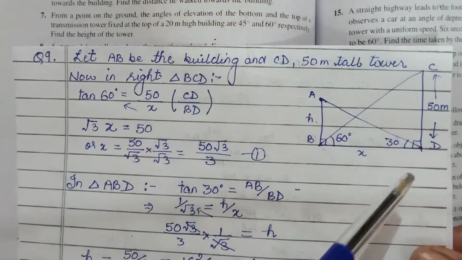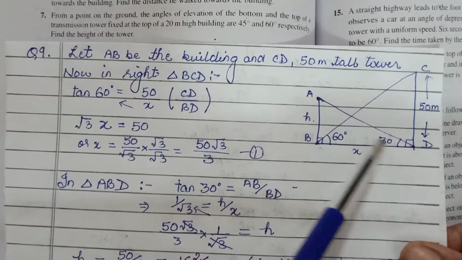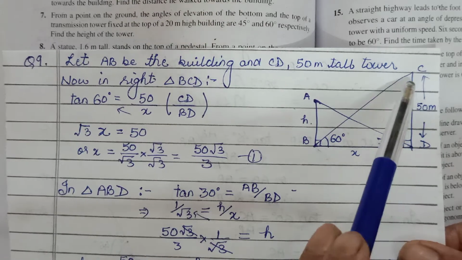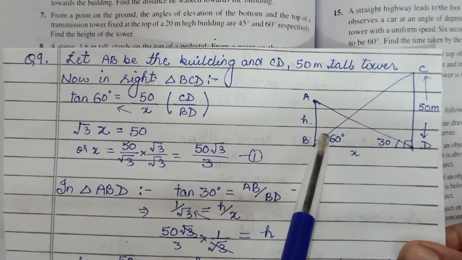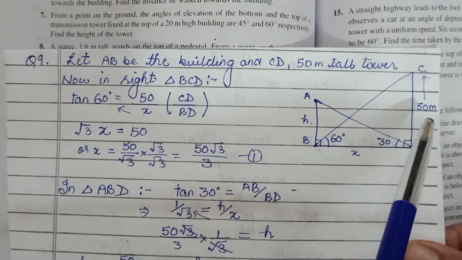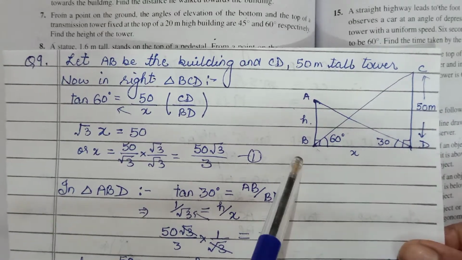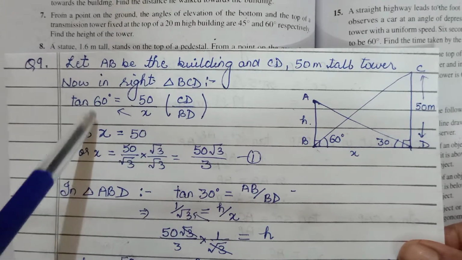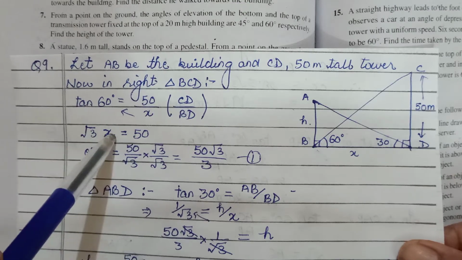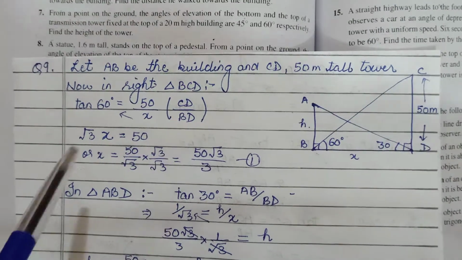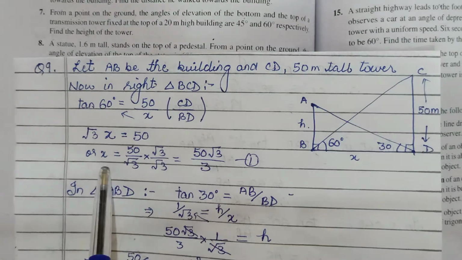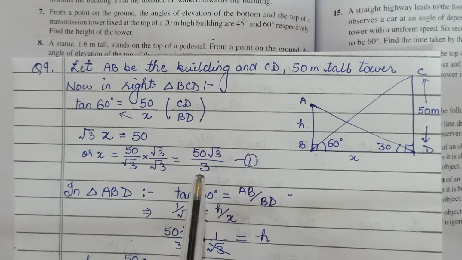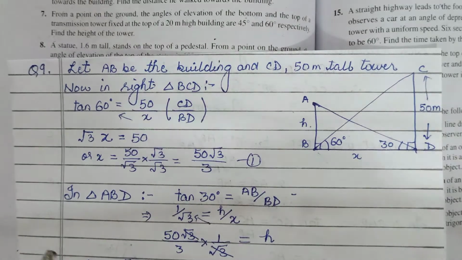Now in the right triangle, so we have two right triangles, one is this and one is here. So first I've taken right triangle BDC, the bigger one here. So in this you have 60, tan of 60 is opposite upon base, CD upon DB, that is 50 upon x आ जाएगा, and tan 60 is root 3. So cross multiplying, root 3 into x is equal to 50. Okay, or from here x, this distance we can find as 50 upon root 3. Rationalizing, multiplying by root 3, this becomes 50 root 3 by 3. So from the first triangle we have this equation.